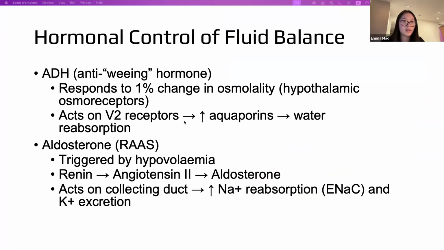Okay. So hormonal control of fluid balance. We have ADH, the anti-weeing hormone. This is very responsive, it acts on the V2 receptors to increase aquaporins in the collecting duct, leading to water reabsorption. So anti-weeing. And then we also have aldosterone, which is triggered by hypovolemia, and it causes the renin-angiotensin-aldosterone system to work. It also acts on the collecting duct, increasing sodium reabsorption and potassium excretion.